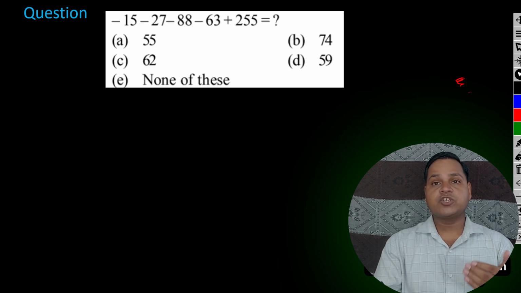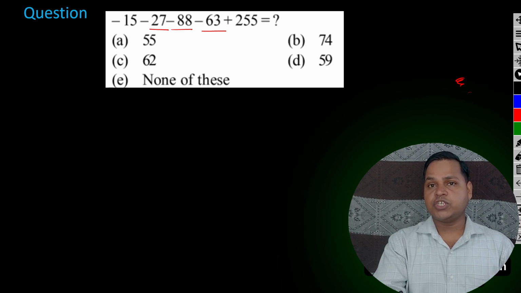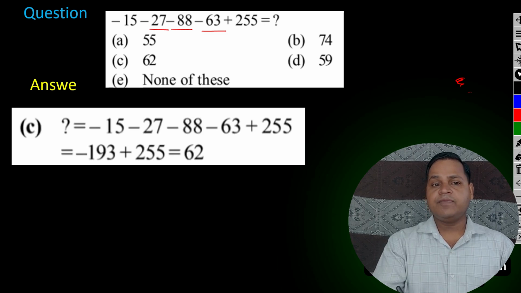Now we see the next question which is given here: minus 15, minus 27, minus 88, minus 63 plus 255 is equal to question mark. Which is the correct option? 55, 74, 62, 59, and none of these. Now starting to solve the question and find the correct option. Here we see the first option is the correct one. I'm sorry, option C is the correct one, because here the answer 62 comes. Now the explanation of this question.